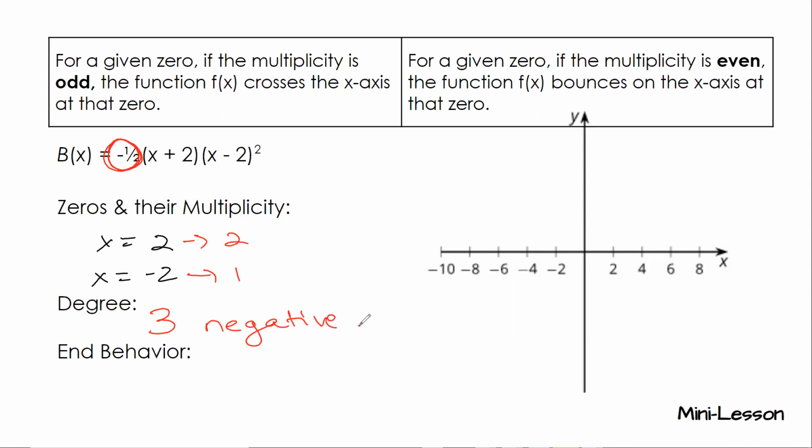Okay, this is where knowing what the shape of your graph looks like is going to help you. You have to know that. That's one of those things you have to have memorized. So we're going to put our x-intercepts at -2 and 2. Now we have an odd degree polynomial and it's negative. So from left to right, how does that graph look?